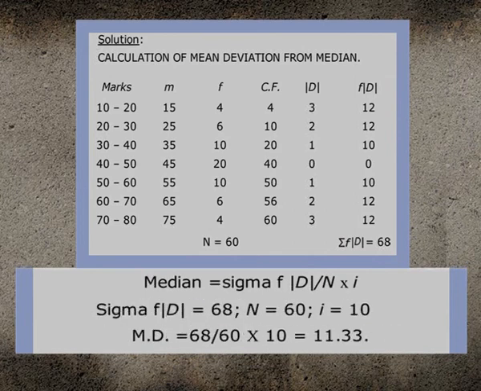Now mean deviation is equal to sigma f times absolute d divided by N into i. Now sigma f times absolute d is equal to 68, N is equal to 60, i is equal to 10. Now we have MD is equal to 68 by 60 into 10. That gives us 11.33.